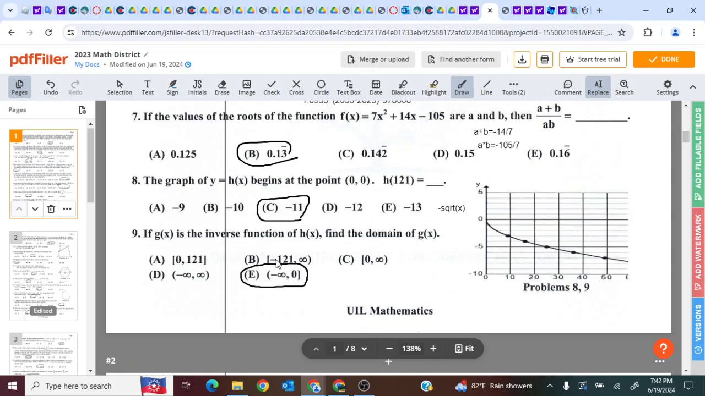Okay, if g of x is the inverse function of h of x, find the domain. Since it's the inverse, the domain of g of x is going to be the range of h of x, or the possible y values. And as you can see, the y values can go from 0 to negative infinity. So that's why the answer is E.